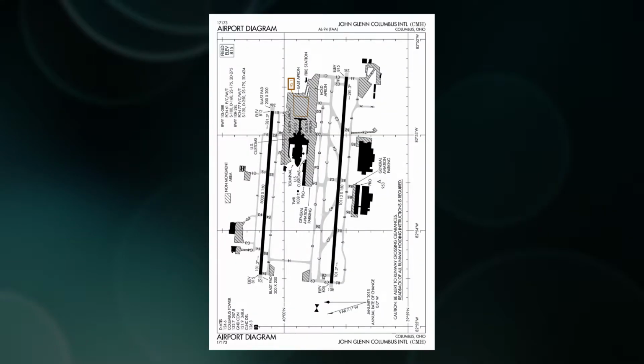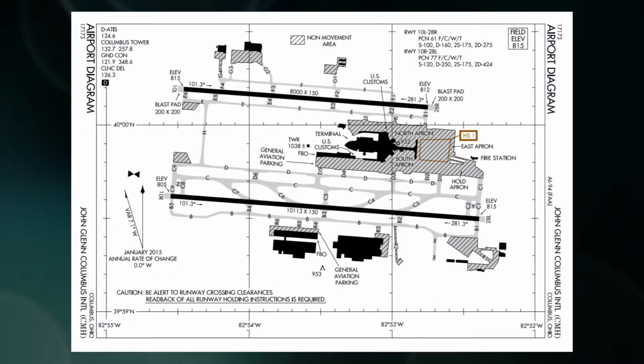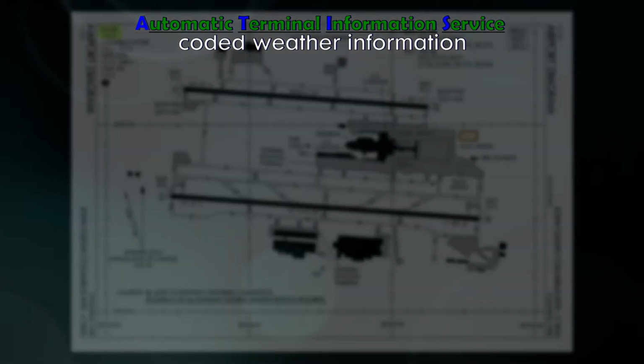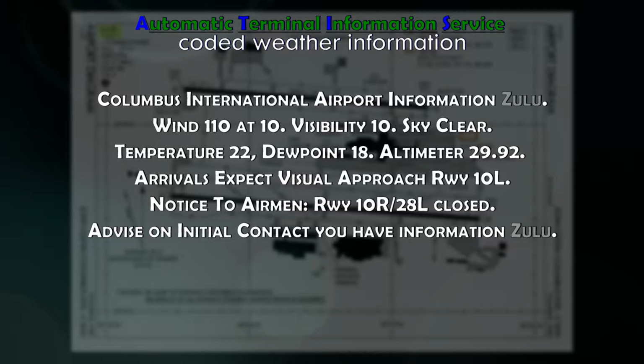This is an airport diagram. It's for John Glenn Columbus International Airport in Columbus, Ohio. At the very top, you have an ATIS, and ATIS stands for Automatic Terminal Information Service, or Coded Weather Information. You'll hear a letter at the beginning of the report to identify the particular weather broadcast. For example, Columbus International Airport Information Zulu.